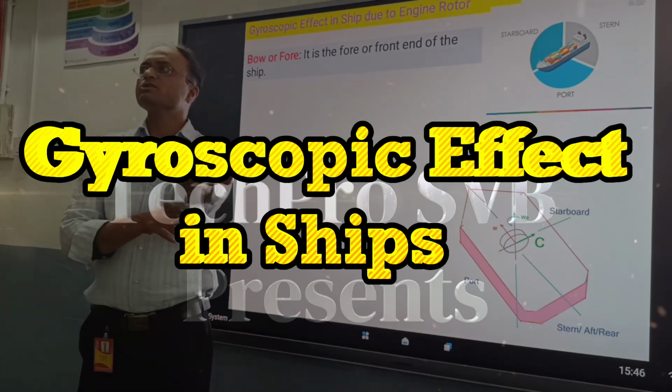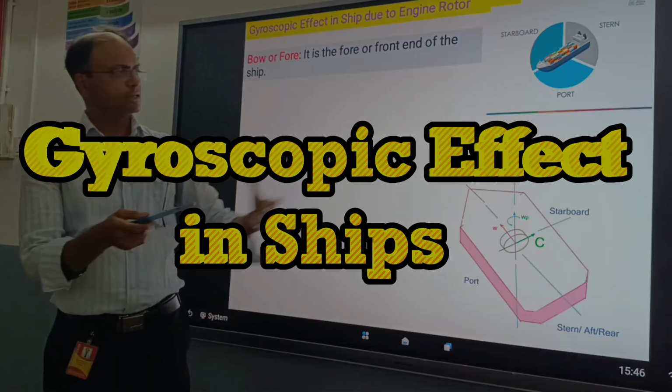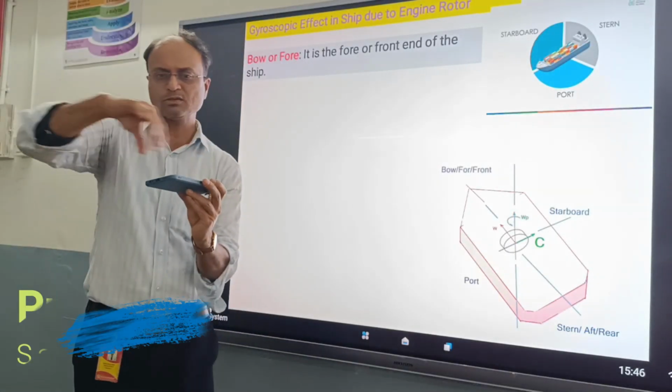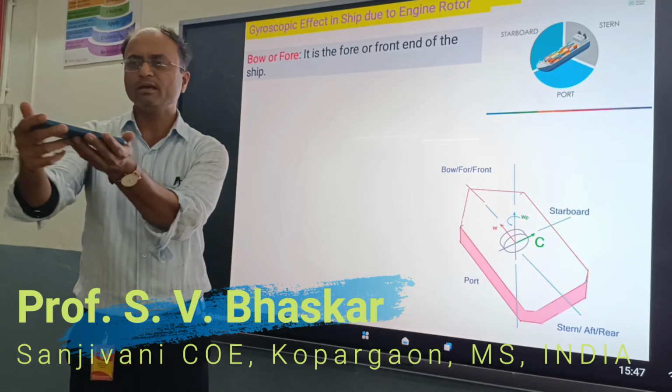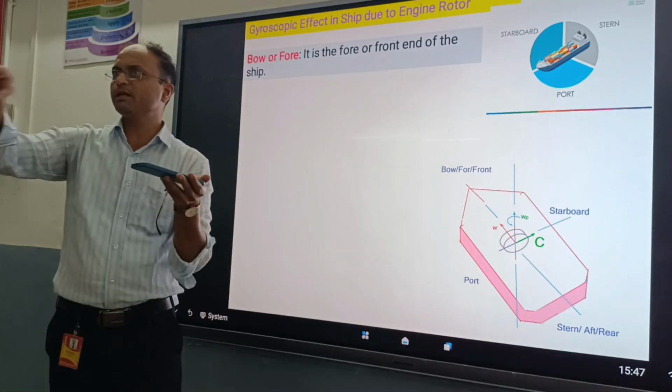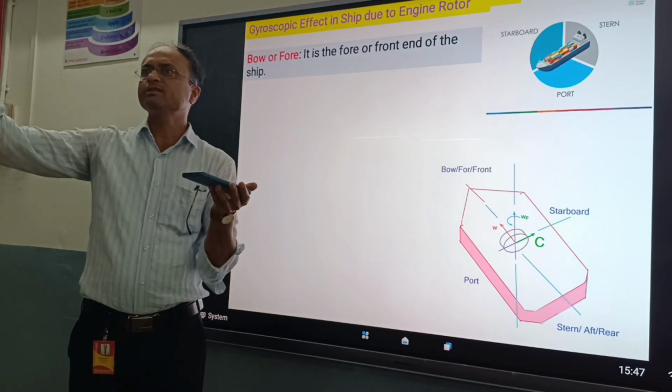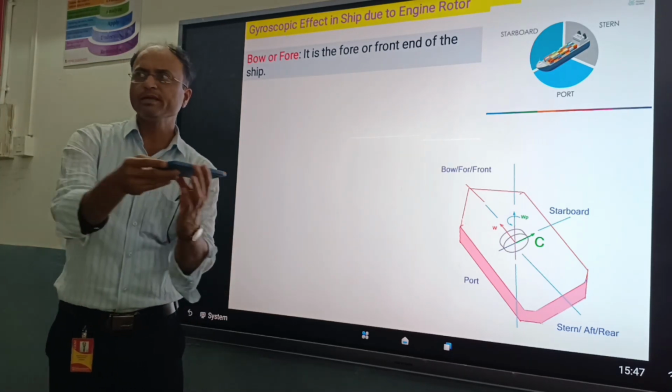The terminology in case of ship. Okay, let us say this is a ship. Of course, it has got such an aerodynamic shape, but let us just imagine, and it is moving in this direction, forward direction. Everyone, pay attention, please. Ship is moving like this.